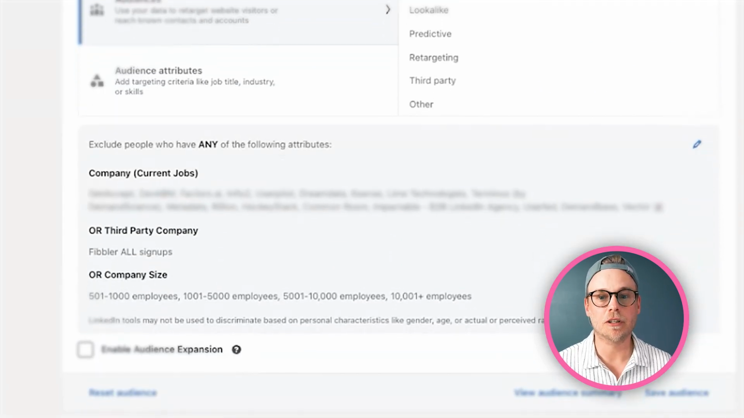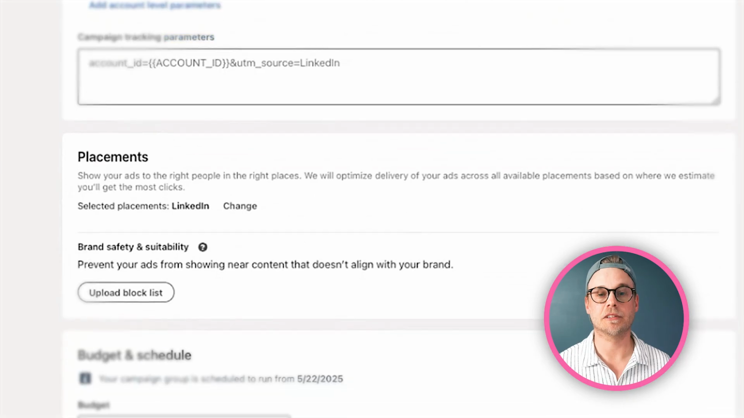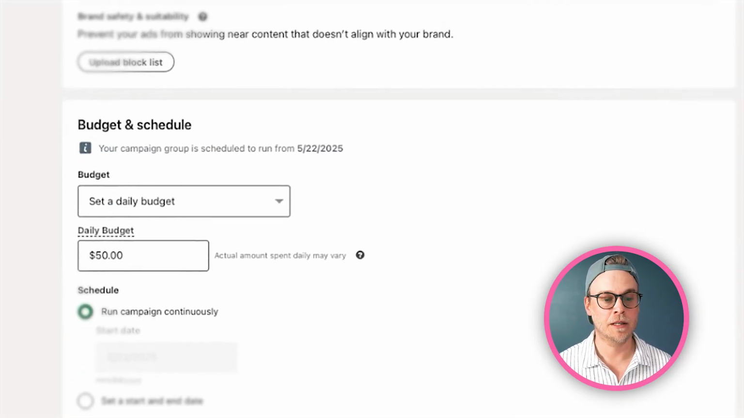It doesn't have to be harder than that, right? We of course have exclusions, which are extremely important: competitors, previous employers, everyone that has signed up, so including customers, and also the larger enterprise companies that we don't want to get in, because we are not the platform for them.